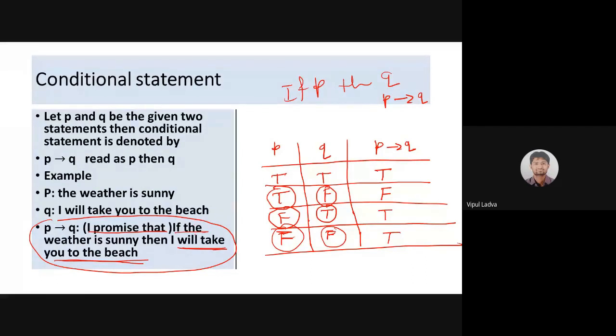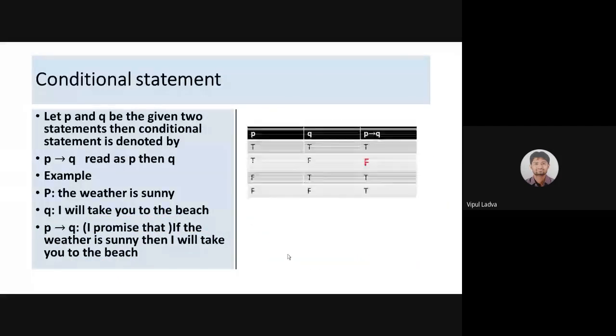वेदर इज नॉट सनी, वेदर ही ठीक नहीं है, तो मैं तुझे बीच पे नहीं लेके जाऊंगा, क्योंकि मैंने प्रॉमिस तो यही किया था. अगर वेदर सनी होगा तो मैं तुझे लेके जाऊंगा किसी सी शोर पे, किसी दरिया किनारे, वरना नहीं लेके जाऊंगा. So observe this particular table. I will request all of you, observe this table. Let me give you properly.